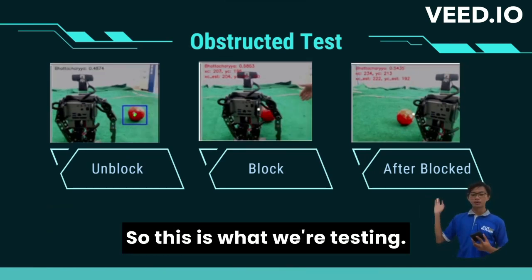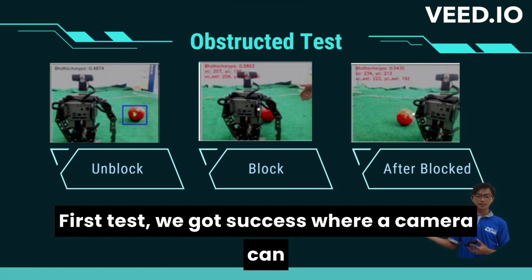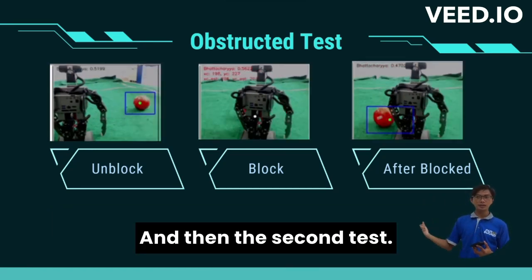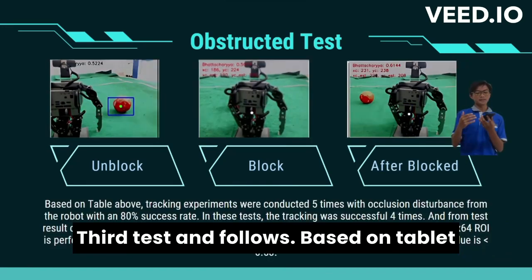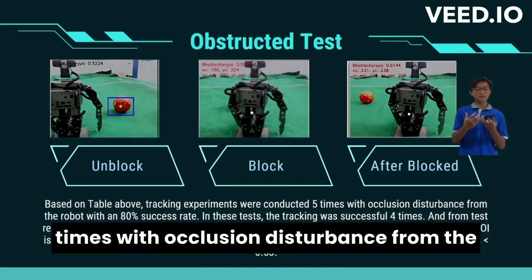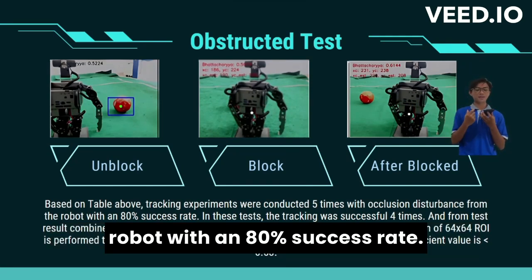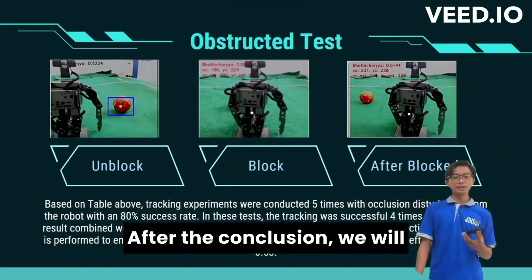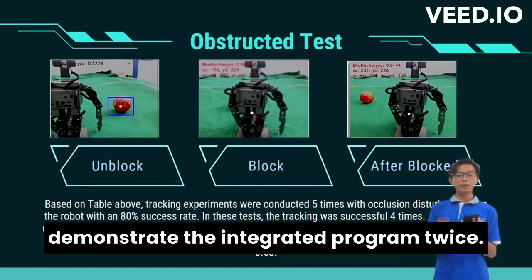So, this is what we're testing. In the first test, we got success, where the camera can shift back to Camshift when there is no obstacle. And then the second test, the third test, and so on. Based on the table above, tracking experiments were conducted 5 times with occlusion disturbance from the robot, with an 80% success rate. In this test, the tracking was successful 4 times. After the conclusion, we will demonstrate the integrated program twice.